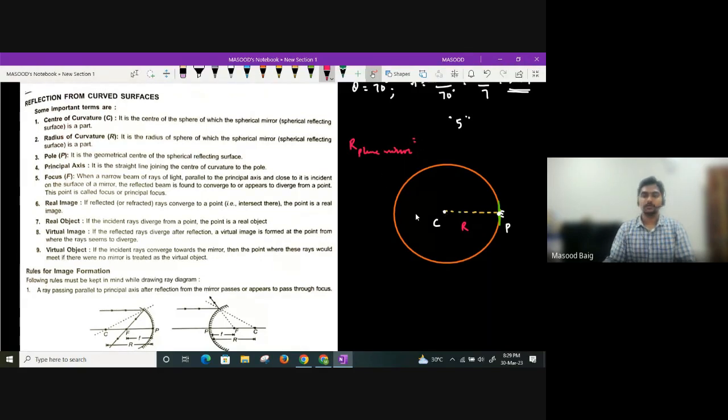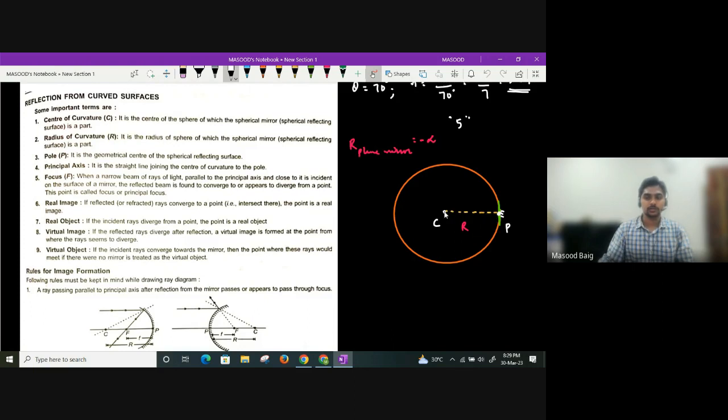What will the radius of curvature for a plane mirror be? A plane mirror is a very small part of a very large sphere, guys. So it will basically be infinity, but if I take the sign convention, it will be minus infinity. Why? Because all the measurements should be taken from the pole. Clear, all of you? So from pole to the center.